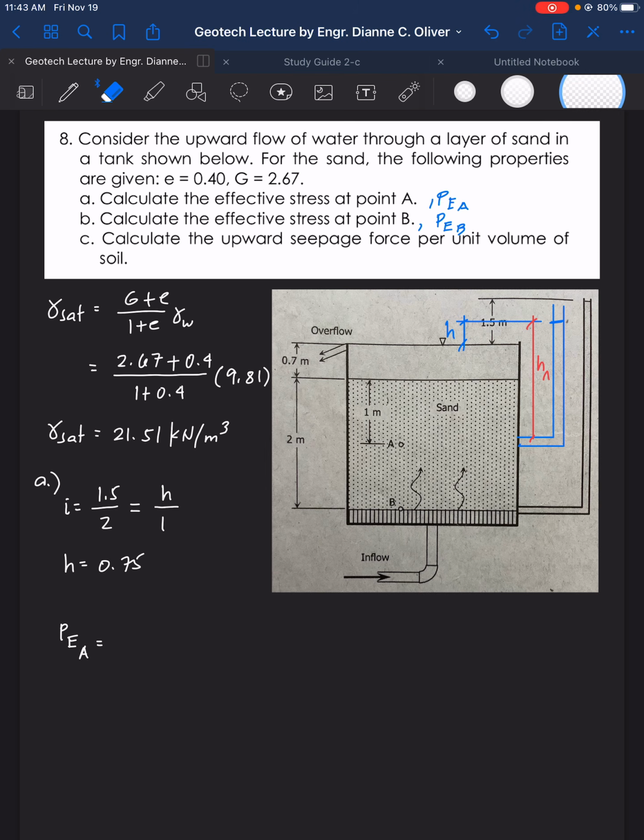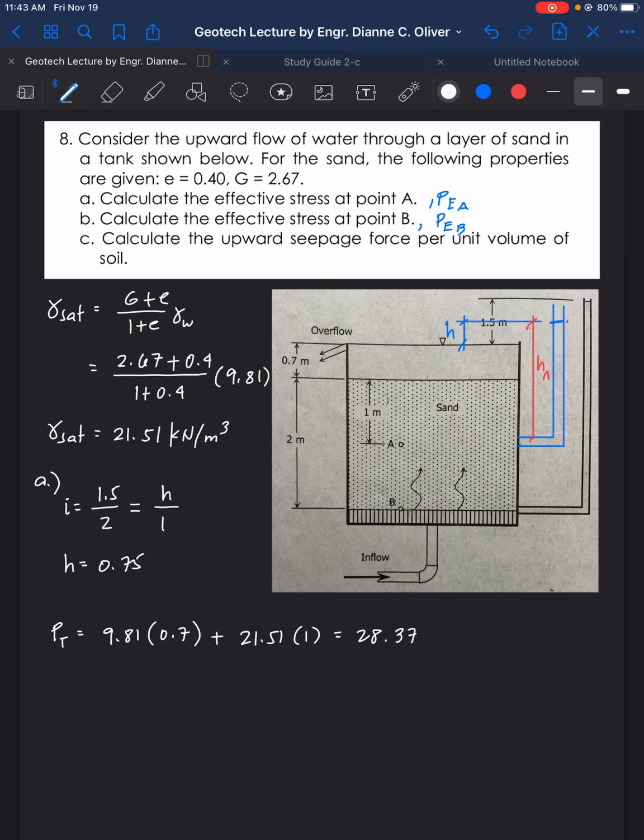So I think it's much better if we show the long method first before the shortcut. So P total is equal to the gamma of water, 9.81 times 0.7, plus the gamma sat of 21.51 times 1. So what is the P total? That is 28.377 kilopascal.